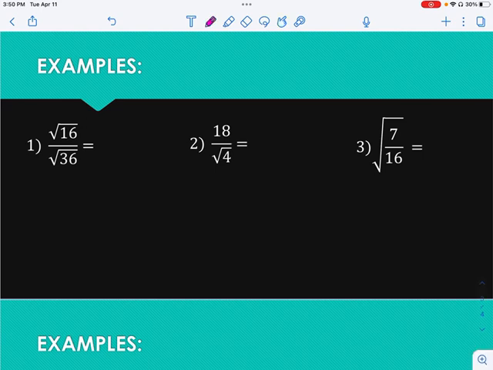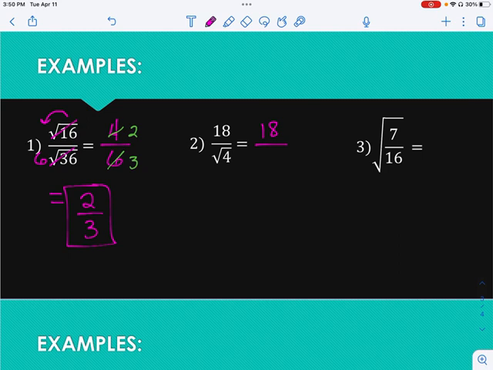So I look here on this first one and I see, oh, square root of 16, that's a perfect square. So that would make a 4 come out. So square root of 16 is 4. Also, I noticed the square root of 36, that is 6. So that would get me 4 over 6. And then I can look at that and say, oh, a 2 goes into both of those. So I divide them both by 2, and I would be left with 2/3.